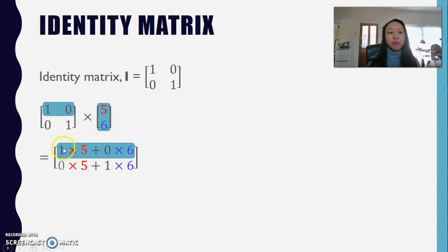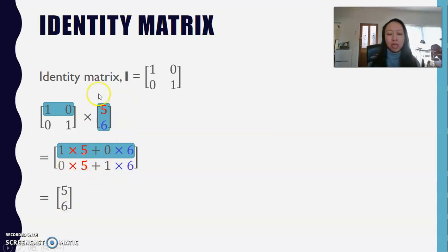After we have completed the first row, we have to focus on the second row, which has 0, 1 and 5, 6. So 0 times 5 goes together, 1 times 6 goes together, and you have to add them. So the first row gives us 1 times 5 plus 0 times 6. So 5 plus 0 is 5, and 0 times 5 is 0, plus 1 times 6 is 6. So 0 plus 6 gives us 6.